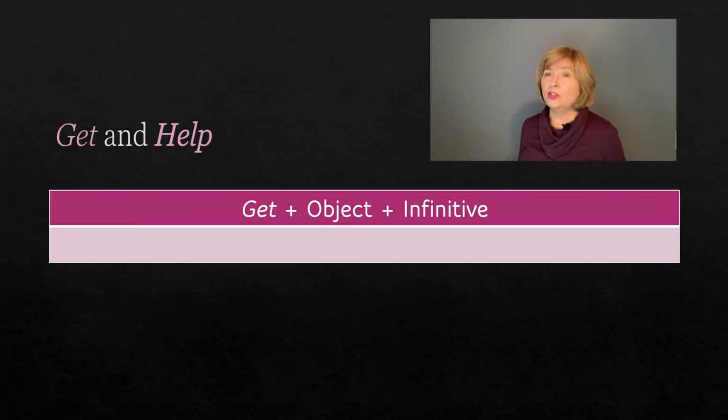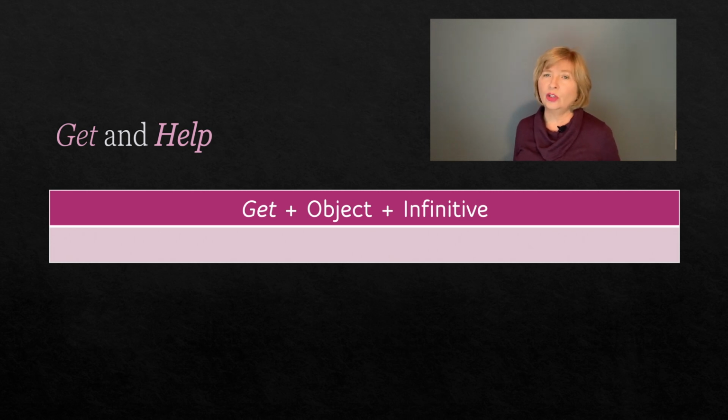Okay, that's an explanation of how we use have, let, and make. Let's have a look at get and help as causatives. When we use have, let, and make, we use the base verb after the object, but when we use get or help, we do it a little bit differently. We use get plus an object, and then we use an infinitive. Remember, an infinitive is when we put the word to plus the base verb.